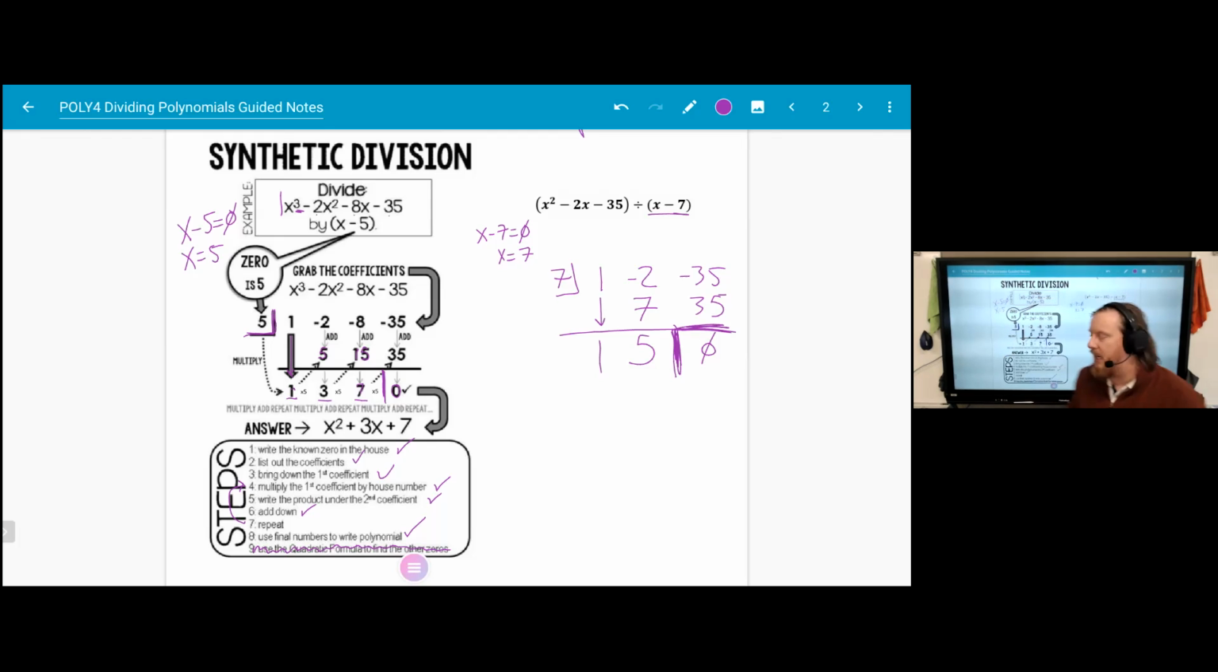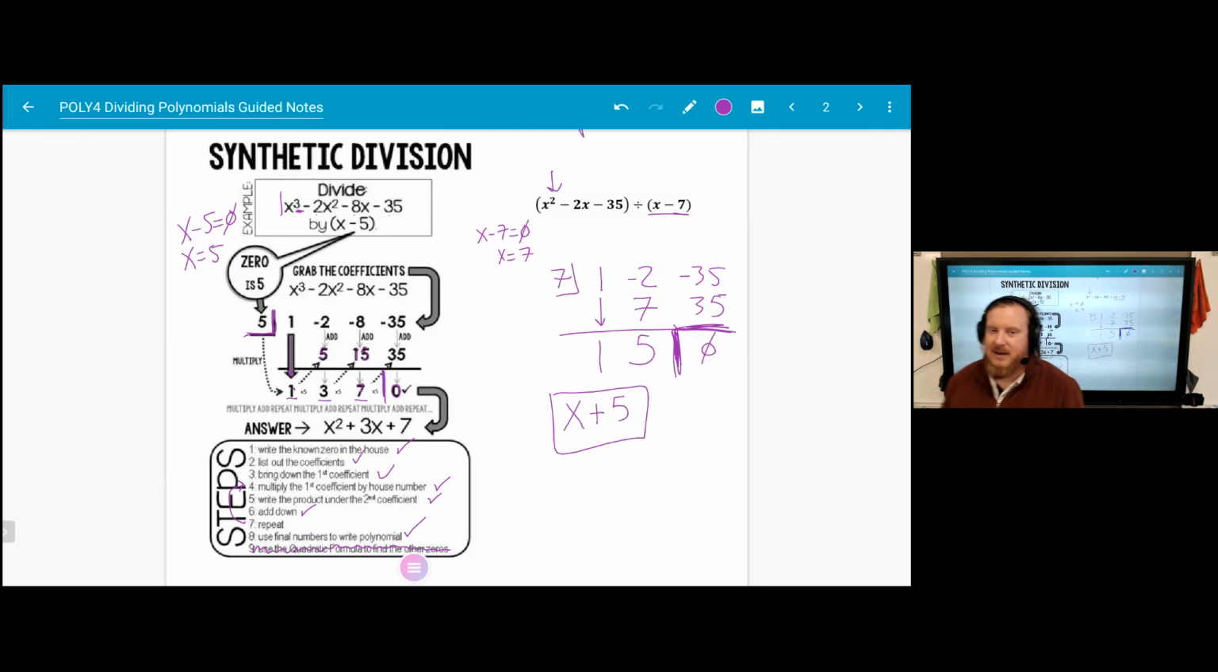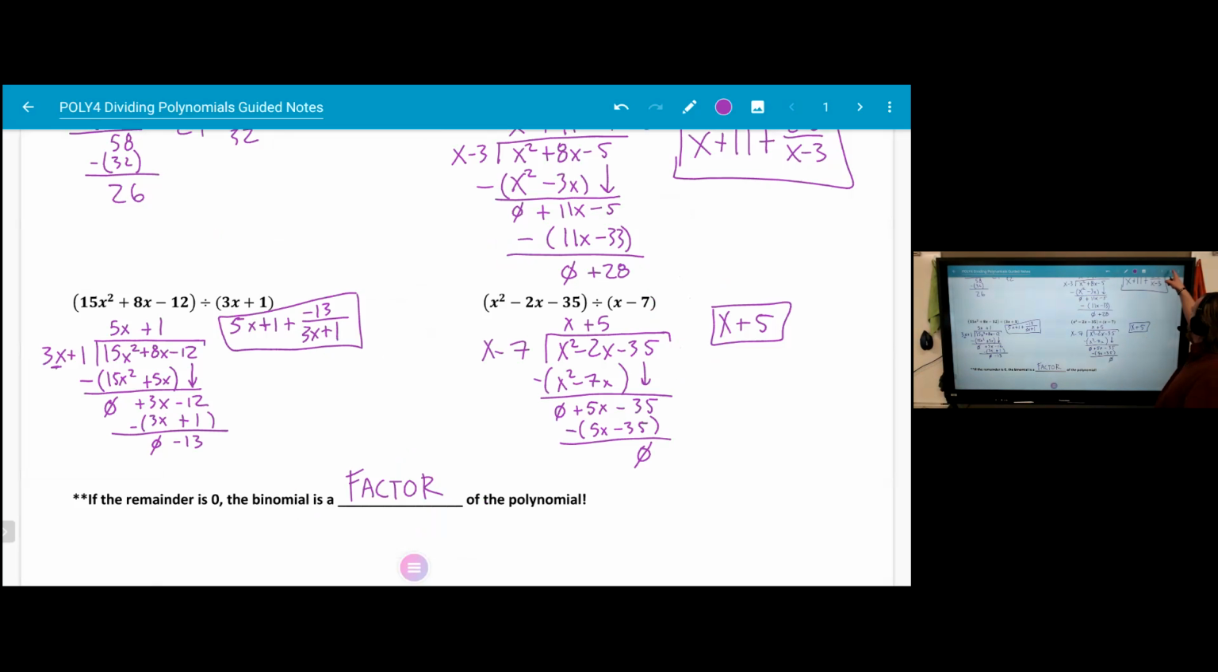Just like we did a second ago, the biggest exponent is squared, so I'm going to go 1 less than that. 1 less than squared is just the first power. This is how many x's I have. I have 1x. Now I'm back to my constants, plus 5. And then no remainder. Was that the same thing we got just a second ago, x plus 5? Yeah, sure was.